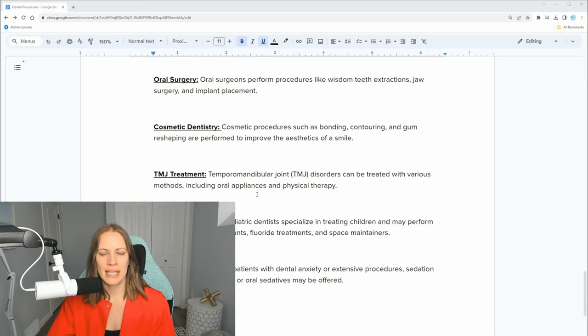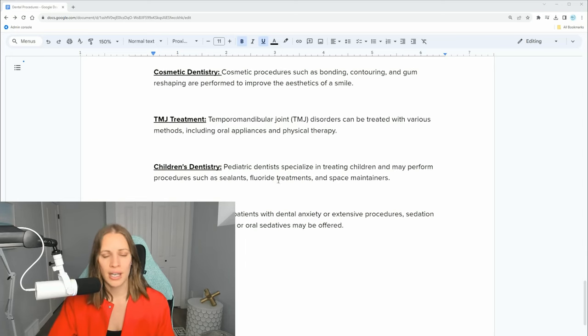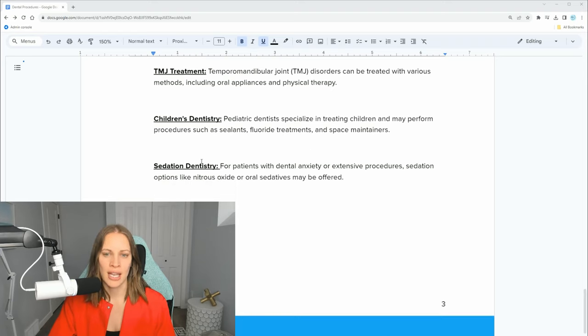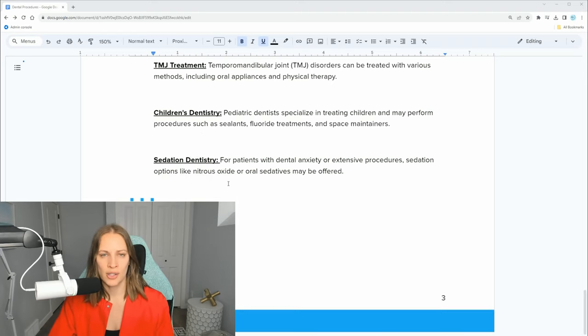And that brings me to the next one, TMJ treatment. Typically, they are referred to an oral surgeon for this. That's just basically looking at the TMJ area here. If their mouth is sore, if their jaw clicks and pops, things like that. Children's dentistry. There are dental offices that only see children for the more difficult children, the ones that aren't very cooperative or special needs children. And then sedation. So there are certain offices that will put patients to sleep and offer certain types of sedation.